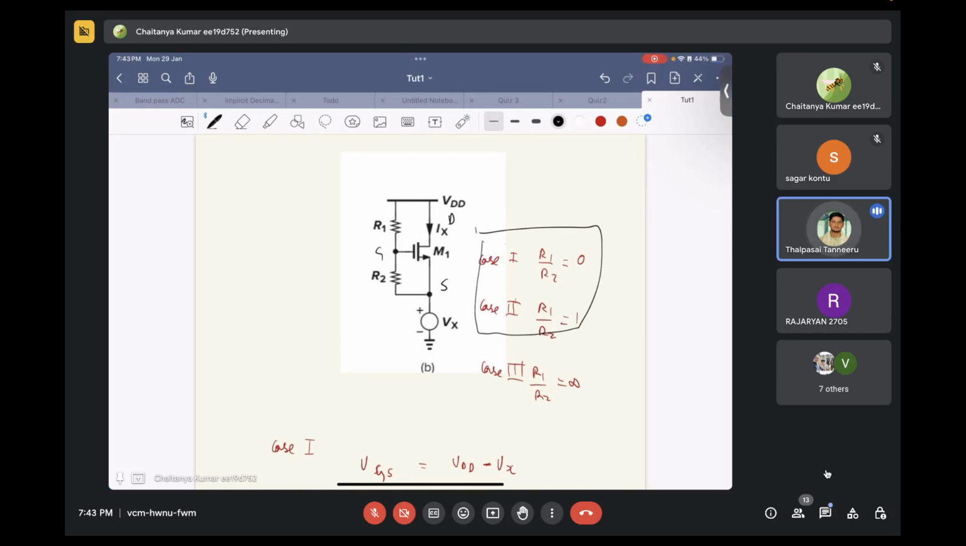Sir, in case 2, it will happen, I think. When you are saying for triode, drain should be less than VG minus VT, or drain can go one threshold below your gate voltage, correct? Yes, sir. In this circuit, can that happen?